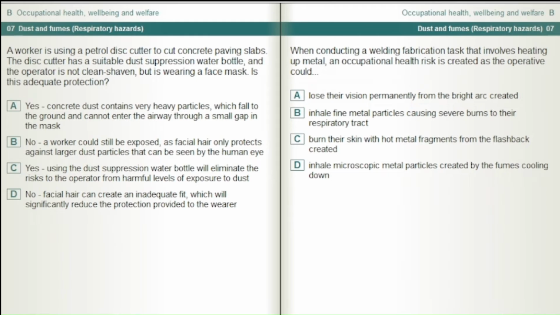When conducting a welding fabrication task that involves heating up metal, an occupational health risk is created as the operative could lose their vision permanently from the bright arc created, inhale fine metal particles causing severe burns to their respiratory tract, burn their skin with hot metal fragments from the flashback created, inhale microscopic metal particles created by the fumes cooling down.